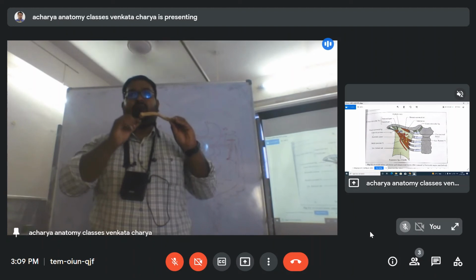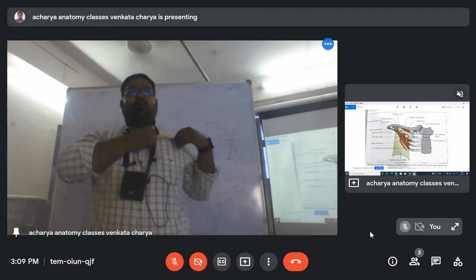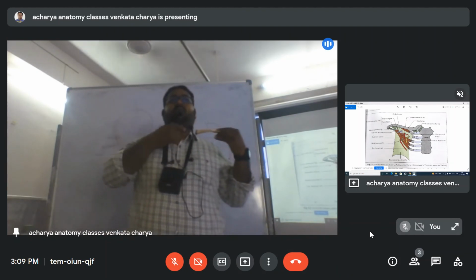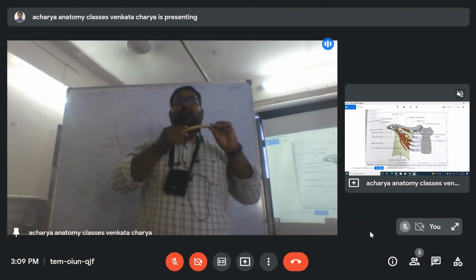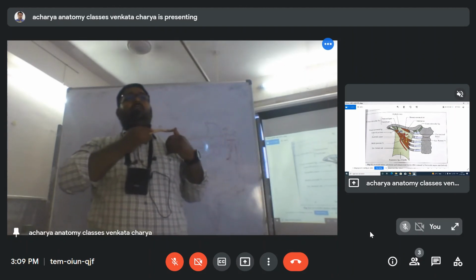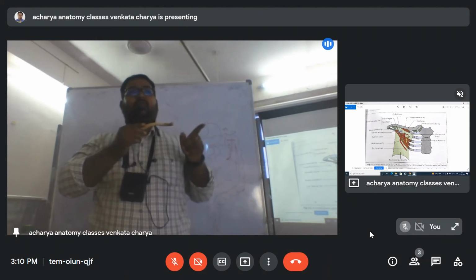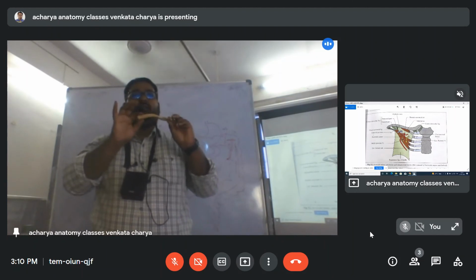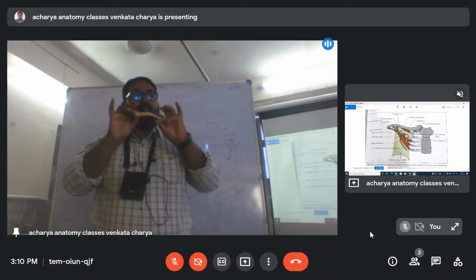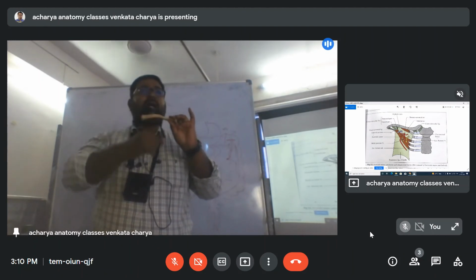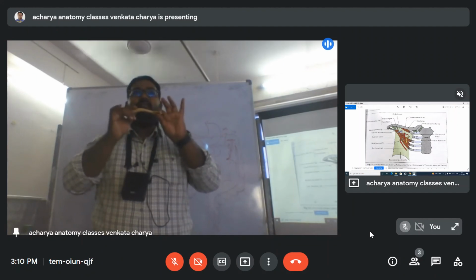Medial end is a quadrilateral end which articulates with the manubrium sterni, forming a joint called the sternoclavicular joint. The lateral end is a flat end which articulates with the acromion process, forming a joint called the acromioclavicular joint. Okay, then come to the shaft. Shaft subdivides into two parts: medial 2/3 part and lateral 1/3 part. Medial 2/3 part is a cylindrical part, lateral 1/3 part is a flat part.